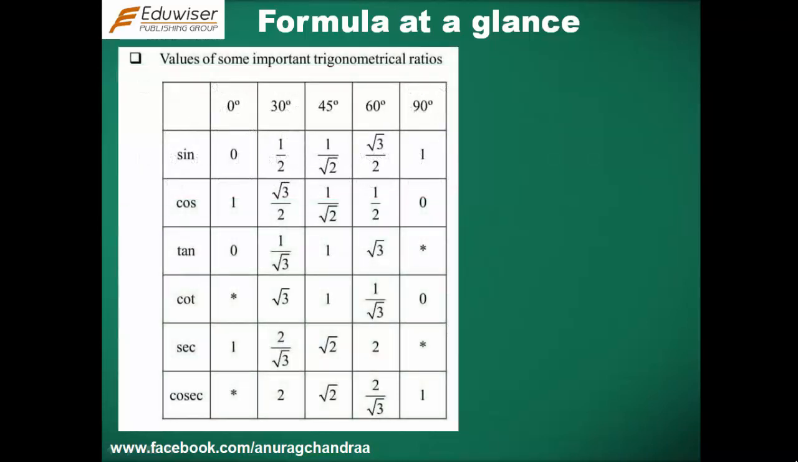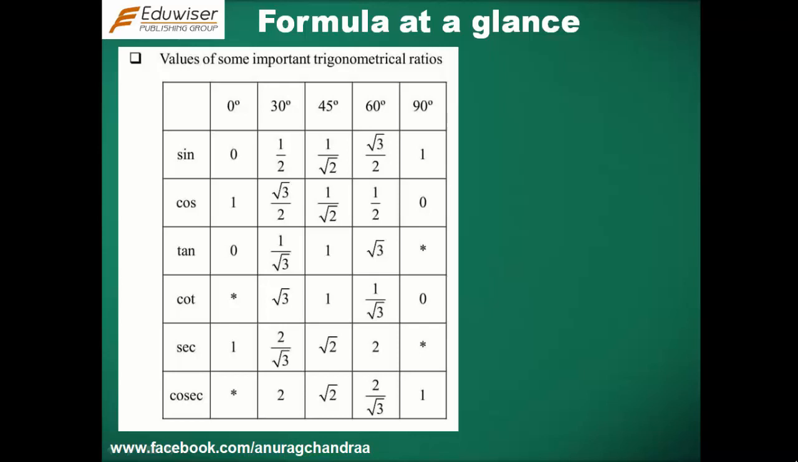Before the problems, another very important table that you need to remember is the table for the special angles. The special angles that you would be studying about are 0 degree, 30 degree, 45 degrees, 60 degrees and 90 degrees. So this table you have to remember.